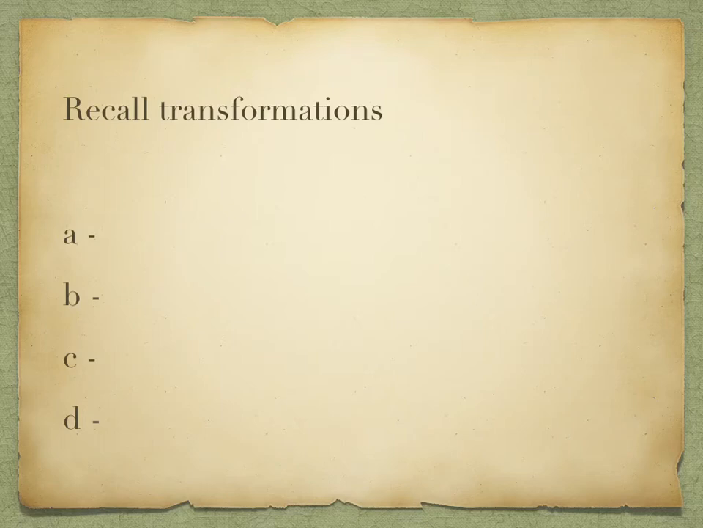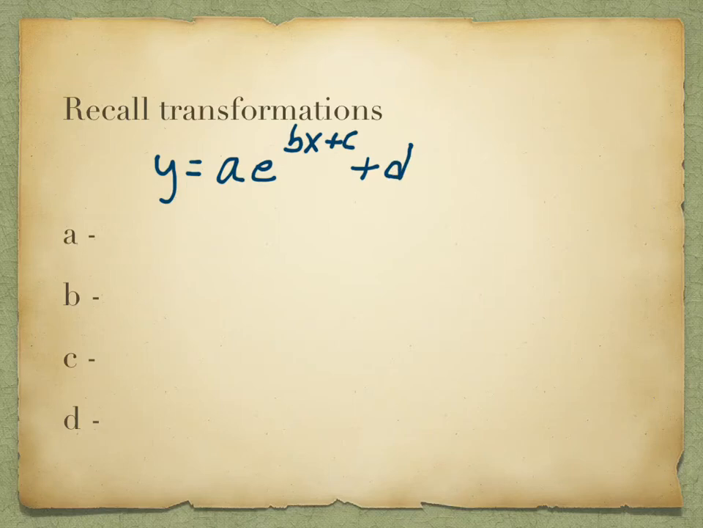I want you to recall transformations, and the general equation that we're going to be looking at when we're talking about it is an exponential. It looks something like this. I think you've got it written on your page. So we're going to talk about what the A, B, C, and D do to the graph, but I'm actually not going to do it in the order that I just listed it. So let's start with D.